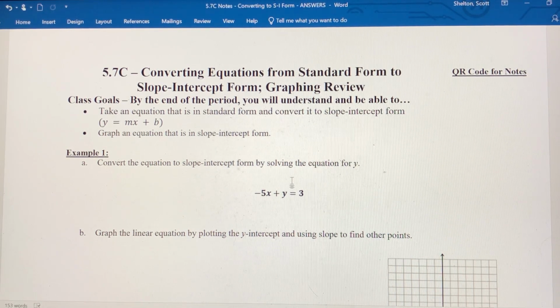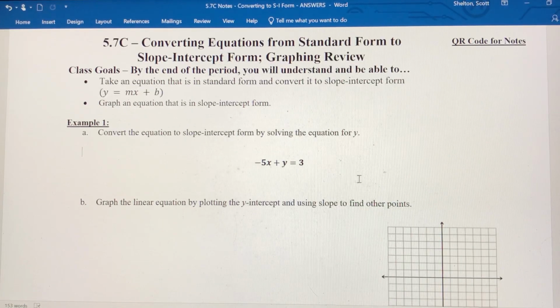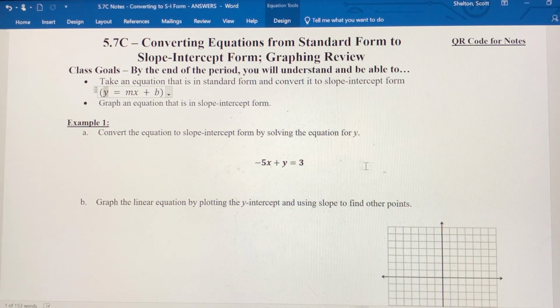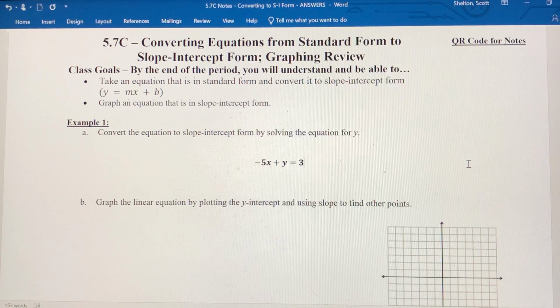If you'll think back, when we went over equations in standard form and finding the x and y-intercept, it might be easier to graph in certain cases using the standard form, but we always want to be able to convert from standard form to slope-intercept form for a number of reasons. So the main thing is we need to understand that y has to be on its side by itself to be in slope-intercept form. So that means I'm going to have to move the x term to the other side first.